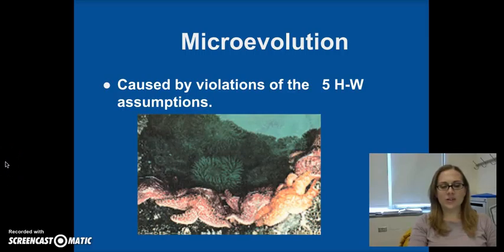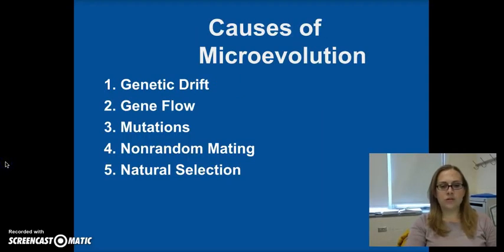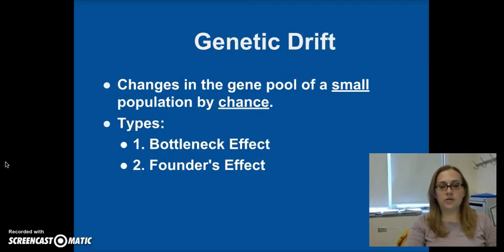Hey guys, we're going to keep talking about evolution today, and we're going to take a look at microevolution, which is caused by violations of the 5 Hardy-Weinberg assumptions. All right, so what are the causes of microevolution? We've got genetic drift, gene flow, mutations, non-random mating, and natural selection.